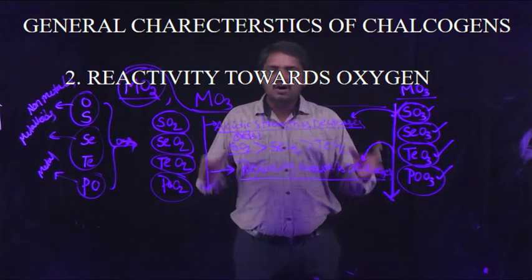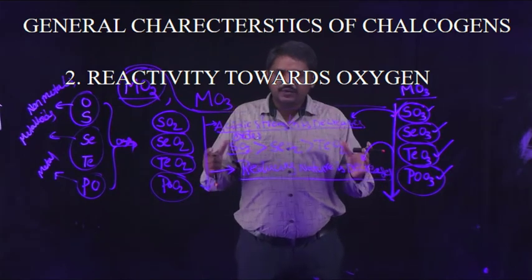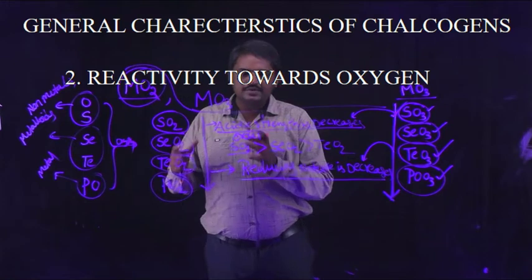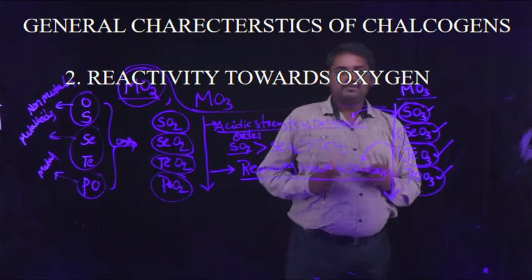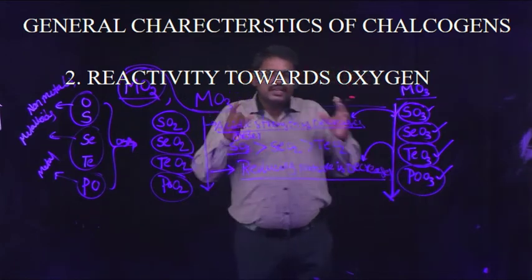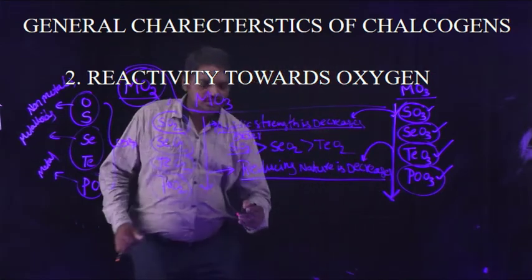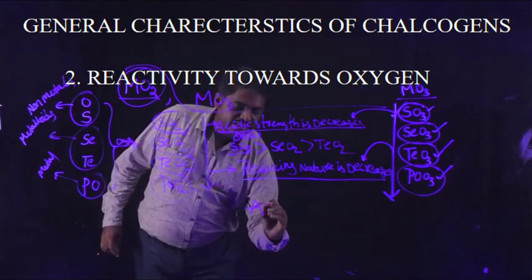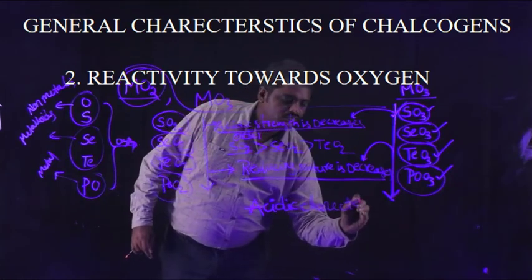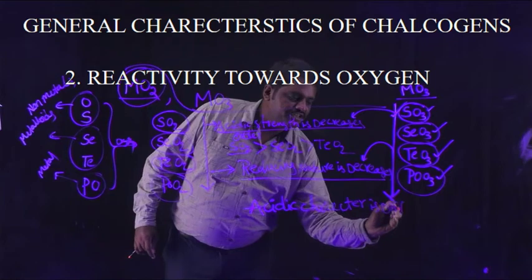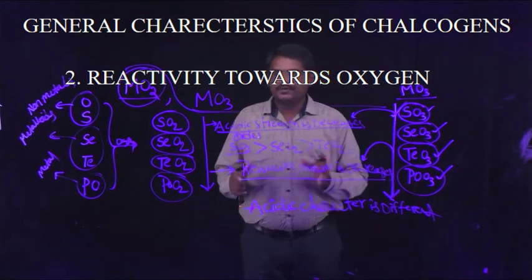Finally, these two oxides' properties are similar, but what is the difference between MO2 type of oxides and MO3 type of oxides? So the acidic character is different. In these two oxides, acidic character is different.